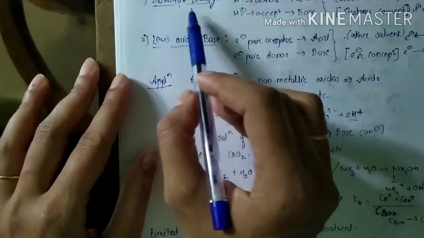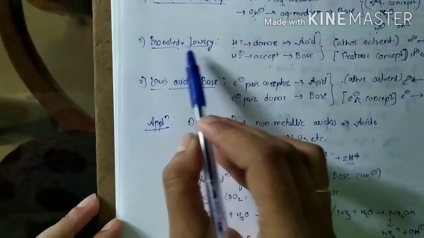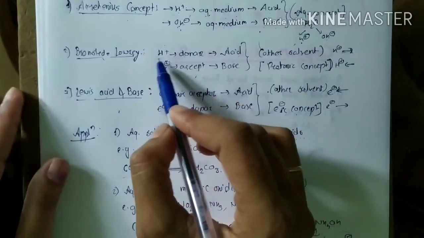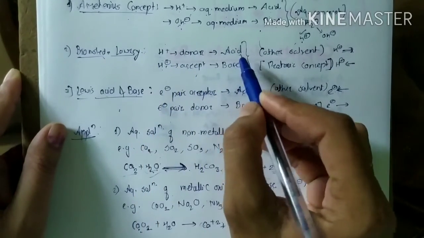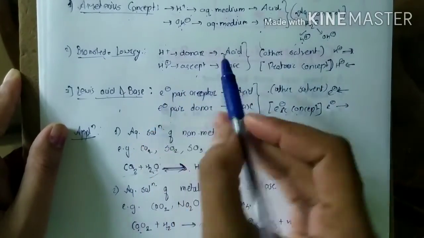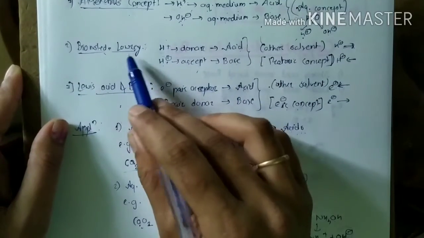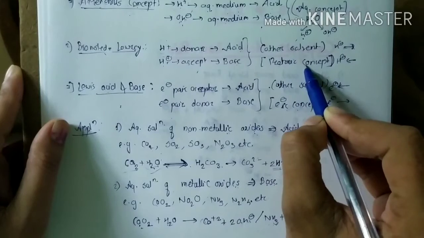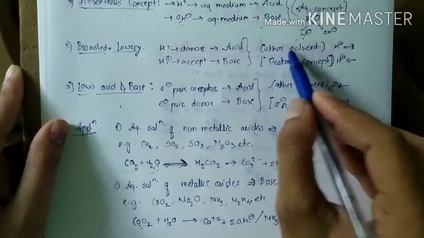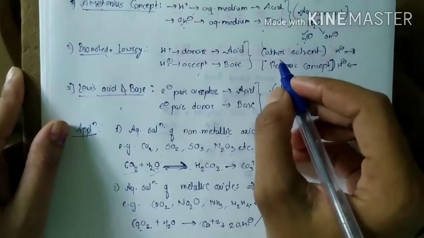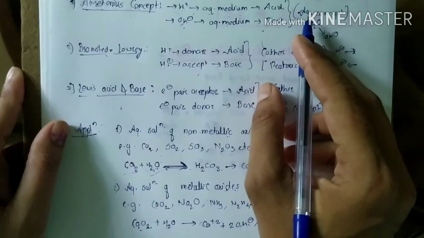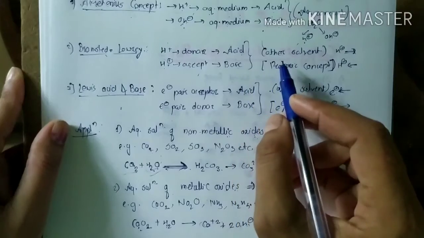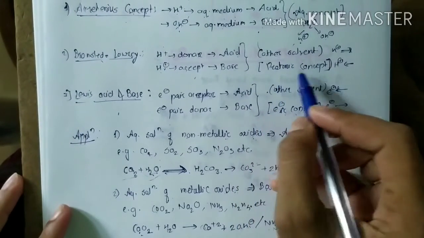Now the next one is the Bronsted-Lowry concept. According to the Bronsted-Lowry concept, if the substance is an H plus donor, then we call it an acid, and if the substance is an H plus acceptor, then we call it a base. Here the Bronsted-Lowry concept uses only protons, so we call it a protonic concept, and it uses solvents other than the aqueous medium. That means if the substance can't dissolve in aqueous medium, then it can be identified by using the Bronsted-Lowry concept. So we call it a protonic concept.